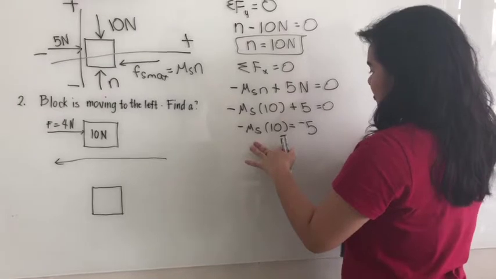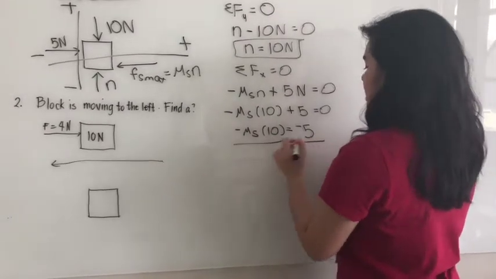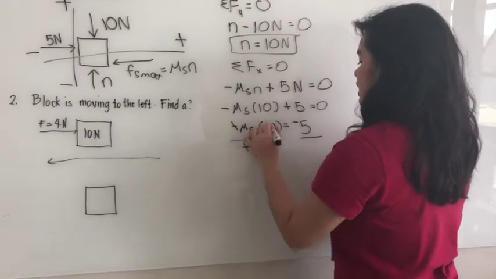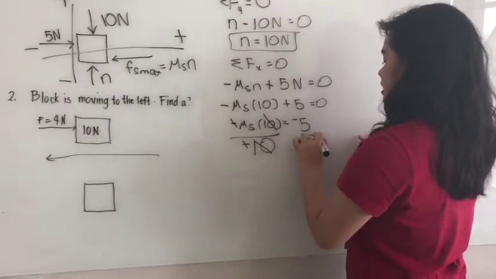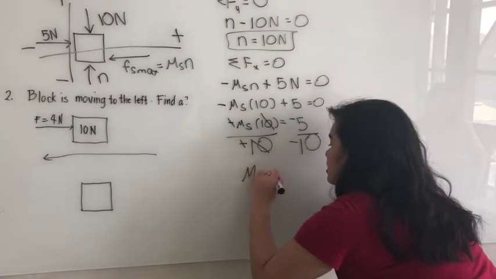And we would divide both sides by negative 10. So cancel the negative sign, cancel 10. And therefore, the value of mu s is equal to 1/2.